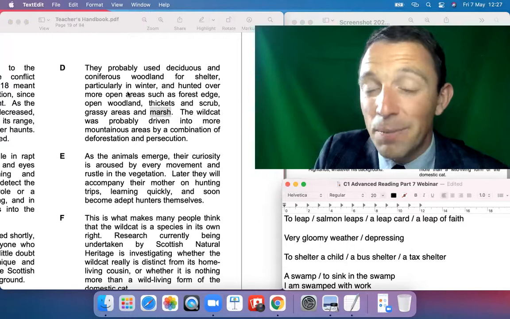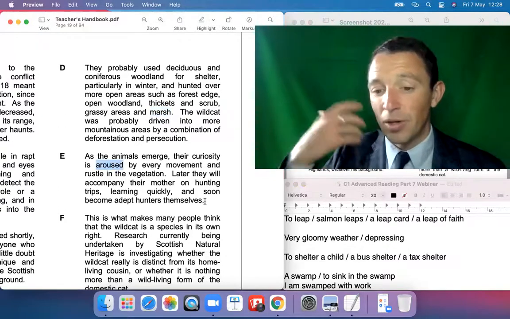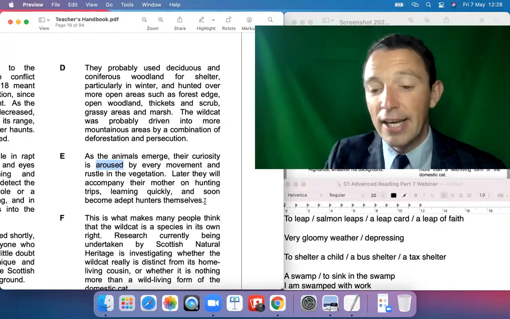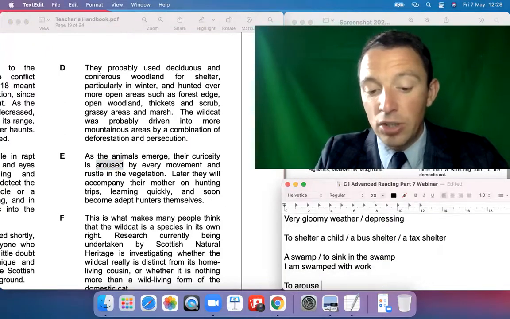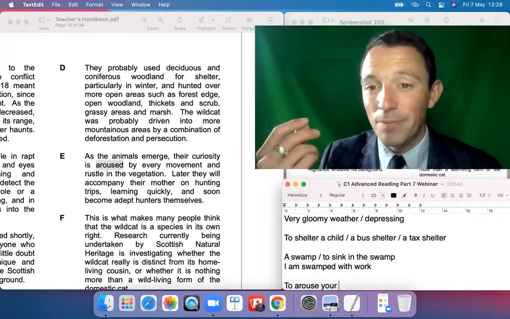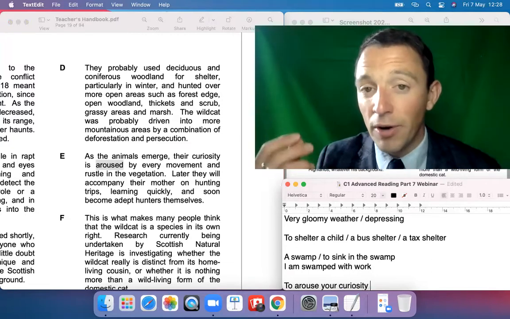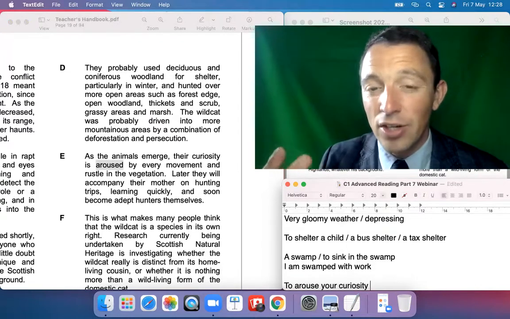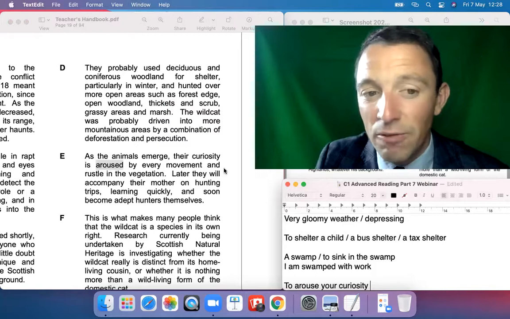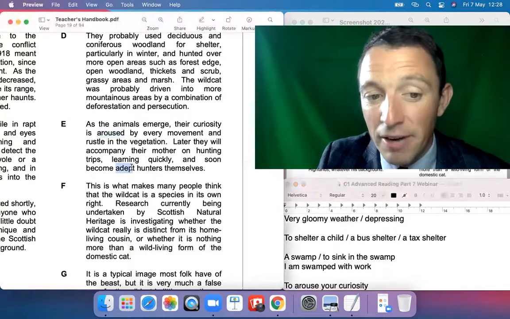Again, very, very specific vocabulary related to the forest and trees. The next expression is the curiosity is aroused. Okay, and it's like attracted. To arouse your curiosity is basically to ignite your curiosity or to start your curiosity. So very, very good vocabulary. To arouse your curiosity is to really excite your curiosity or to ignite. So really good vocabulary. And no problem. I think adept is very similar in Spanish.